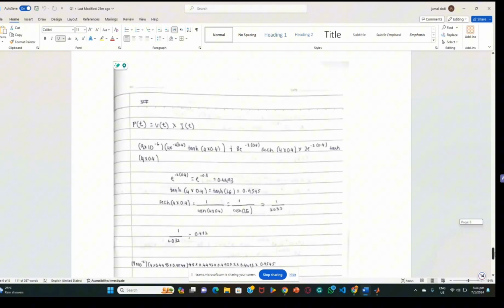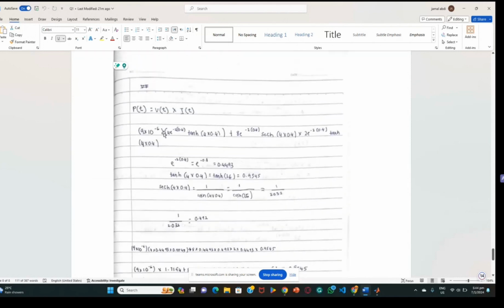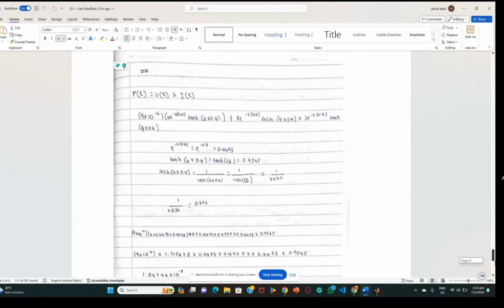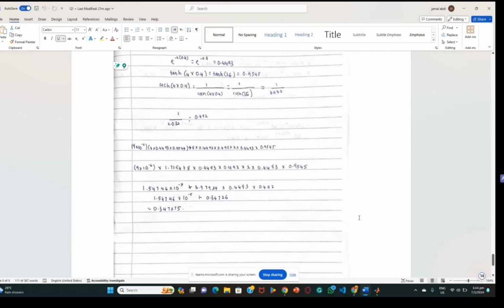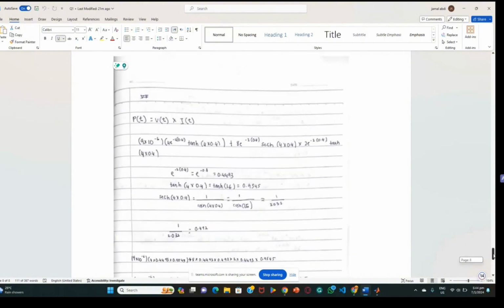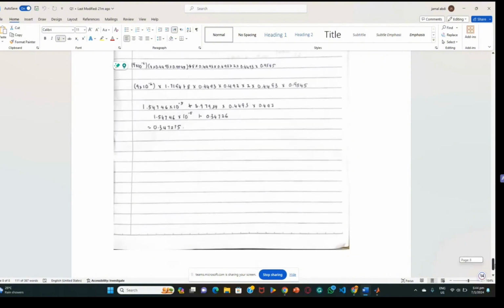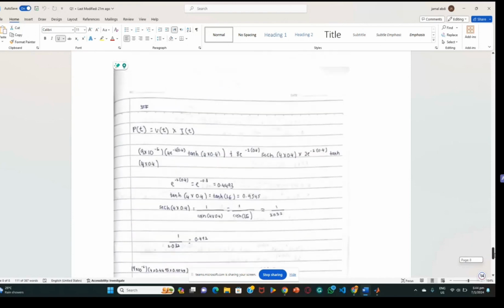The last question is here. So I calculate part C, the power. So this is the formula, the voltage times the current, and this is the voltage times the current, and then the final answer is here. So this one and the MATLAB are the same. So that's all for question 1.